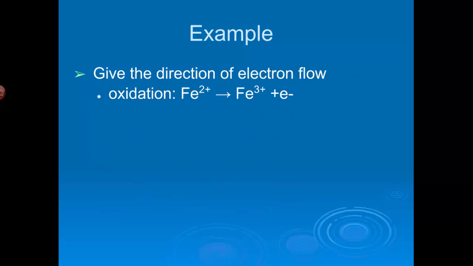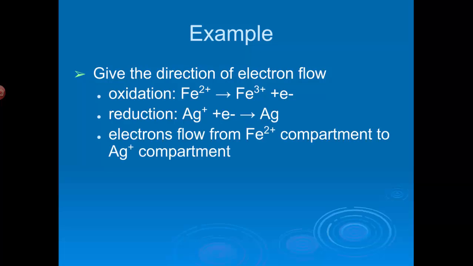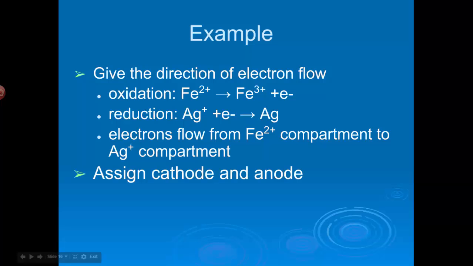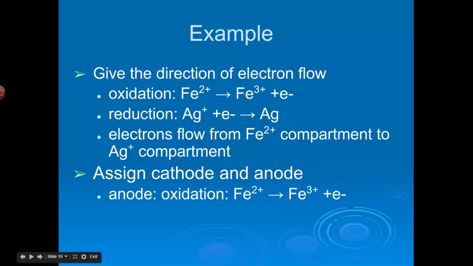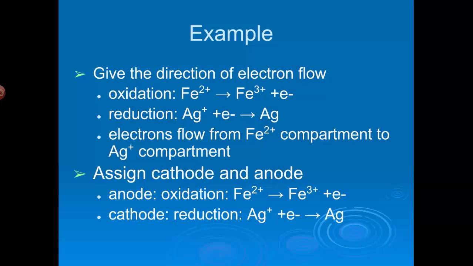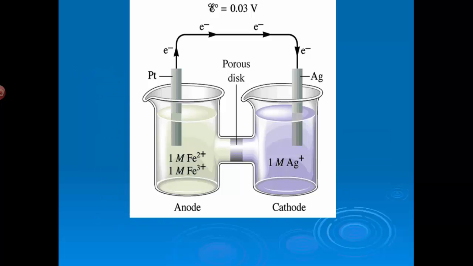Now the direction of electron flow will always be in the direction from oxidation, which loses the electrons, to reduction, which gains them. Okay, so the iron is being oxidized, the silver is being reduced, so the electrons flow from the compartment that contains the iron 2 ion to the compartment that contains the silver ion. And that means that the anode is where the oxidation happens, and the cathode is where the reduction happens, red cat, remember? Okay, so this is what it would look like.